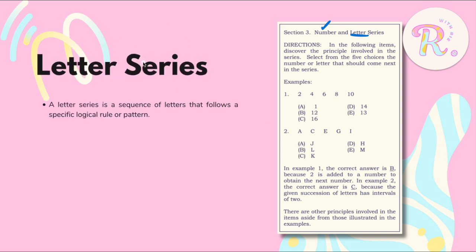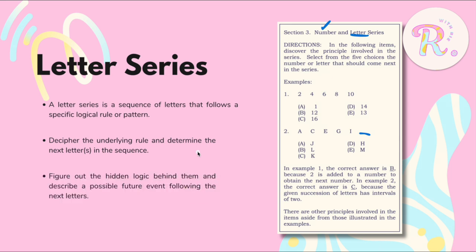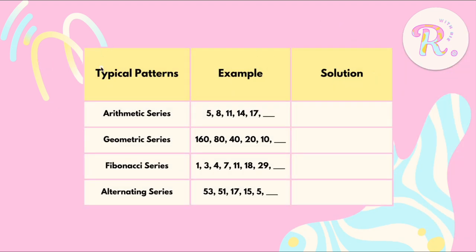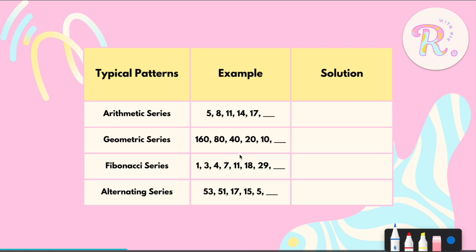This is actually a sequence of letters that follows a specific logical rule or pattern. Sounds familiar? Yes, that's exactly like your number series. But what's the difference? This one deciphers the underlying rule and determines the next letter or letters in the sequence. Ooh, so may clue na kayo. It's plurals with an S, so more than one, okay? And then you also have to figure out the hidden logic behind them and describe a possible future event following the next letters.